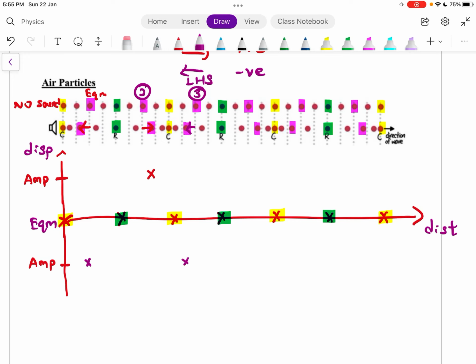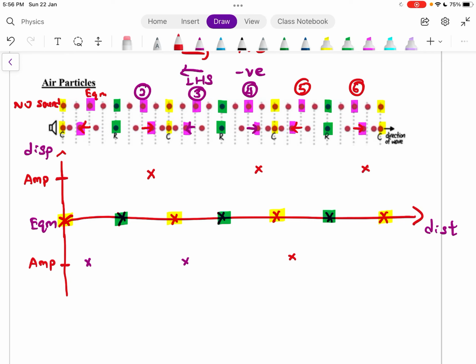Okay. After that, the fourth particle right here, so it's moving towards the right hand side, right? So I label in the positive region of the graph. Okay, after that, the fifth particle is moving towards the left. I will label in the negative region of the graph. The last particle, the sixth particle right here, I will label on the positive, because it's moving towards the right hand side. So I just label right here.